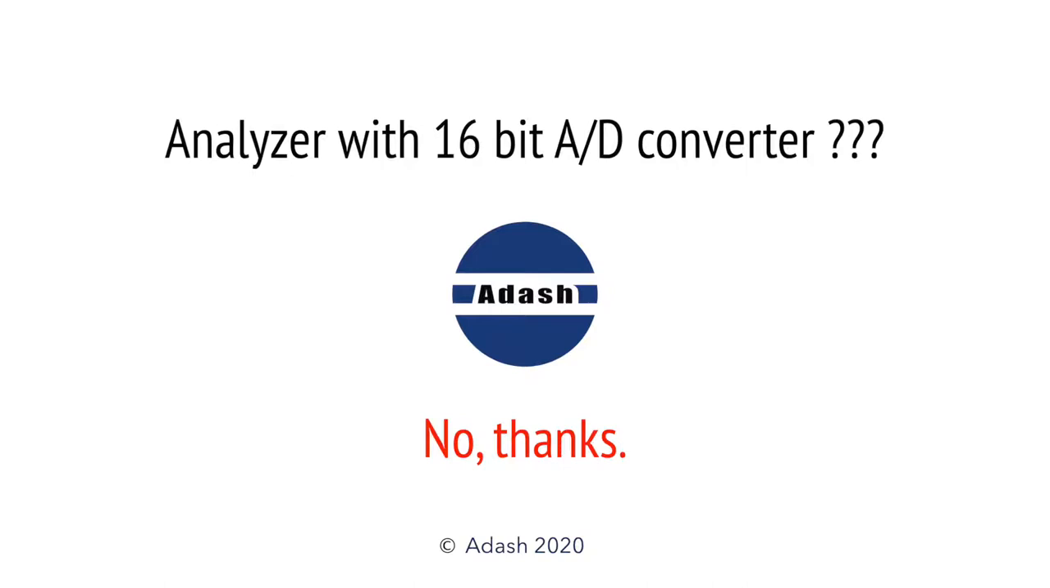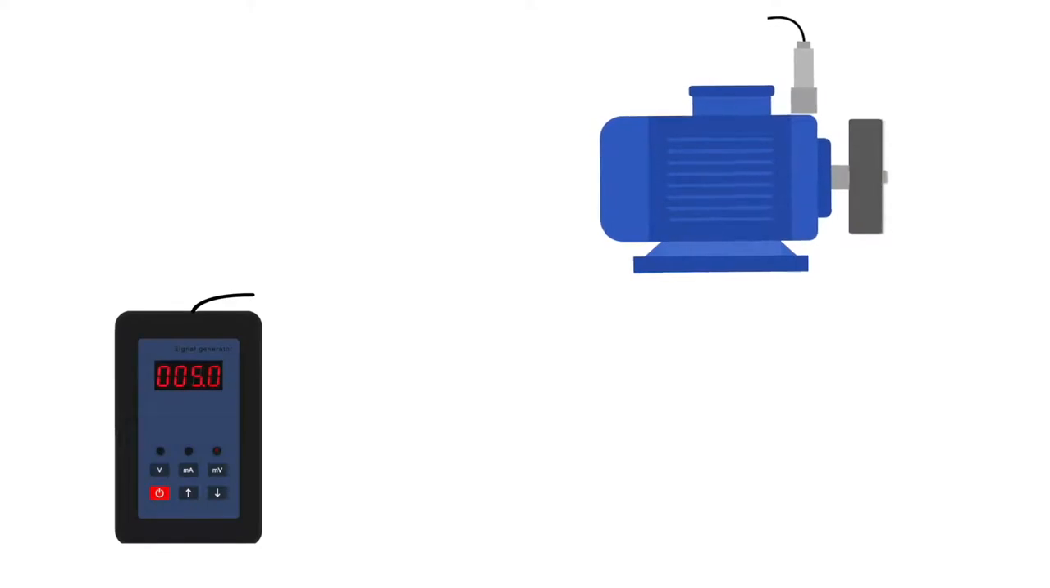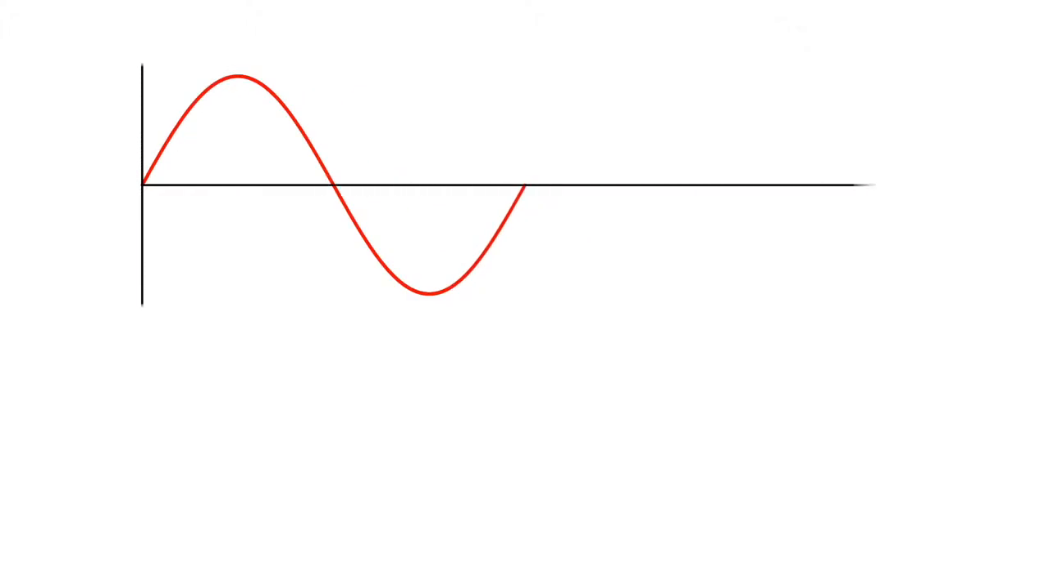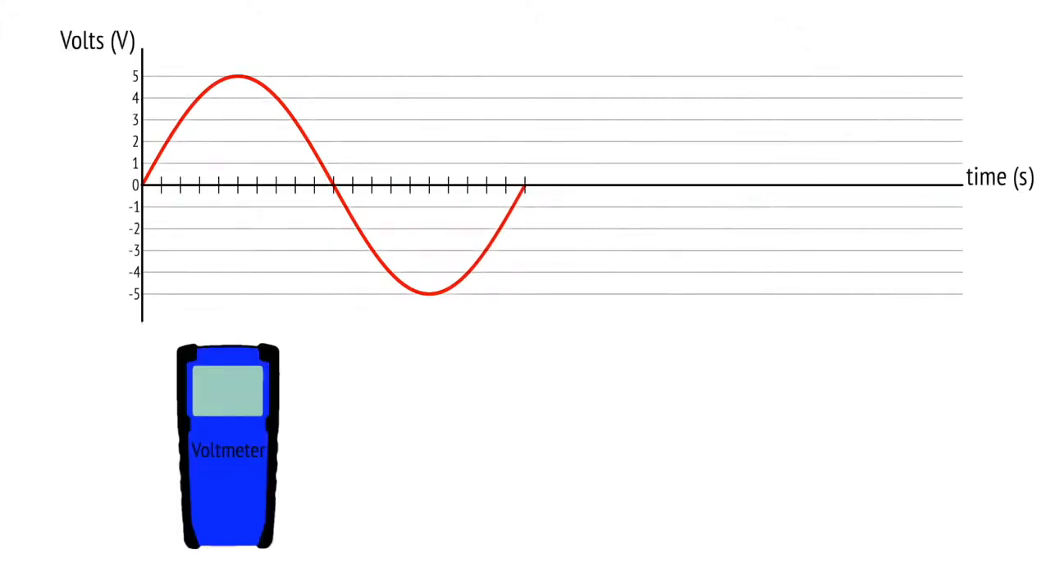This video should explain the differences between 16 bits and 24 bits analog to digital converters. In the beginning, I will explain a little of background. Let's suppose the analog voltage signal. We can get it from vibration sensor or, for example, from signal generator. We need to convert this signal to the digital form.